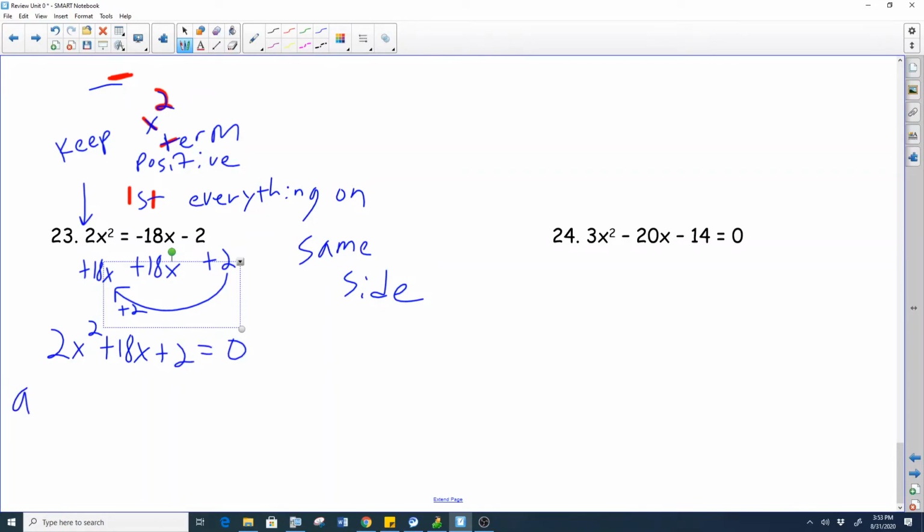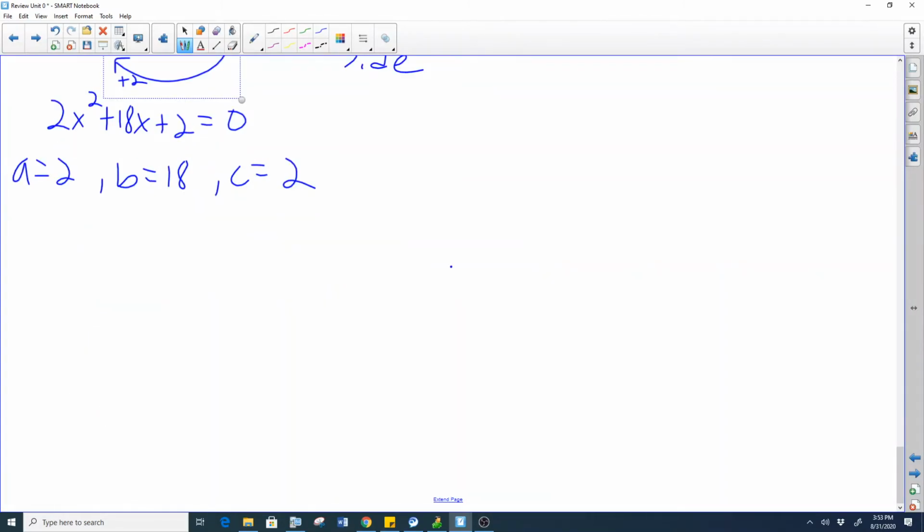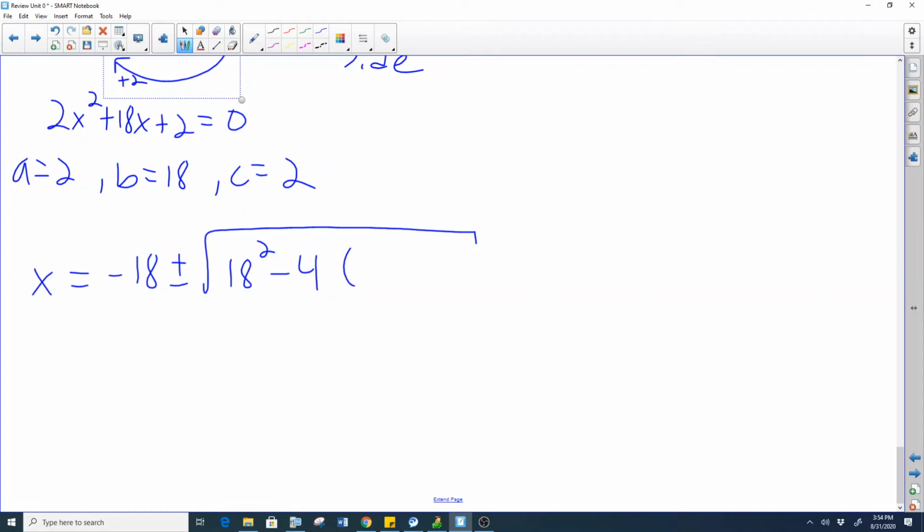And now for the quadratic, we can identify our a is 2, our b is 18, and our c is 2. And now we can do the quadratic formula. Ready? x equals negative b, negative 18, plus or minus the square root of, don't forget the Barney notch, b squared, 18 squared, minus 4ac, which is just 2 and 2. That's your a and that's your c. Cool, 2 and 2. But erase that because we don't want the letters.